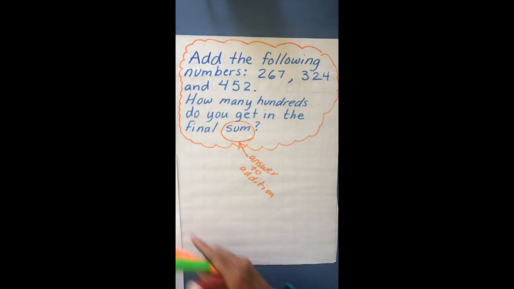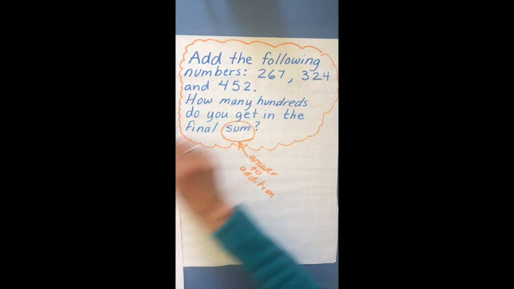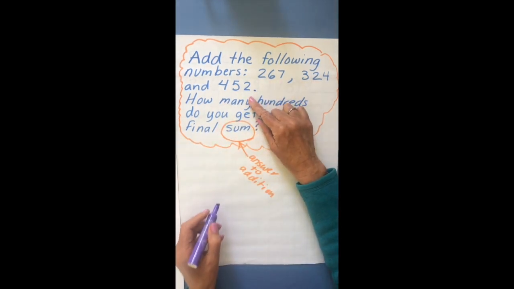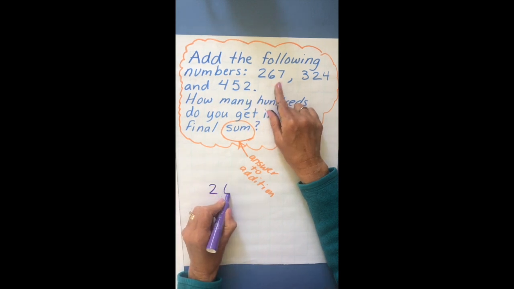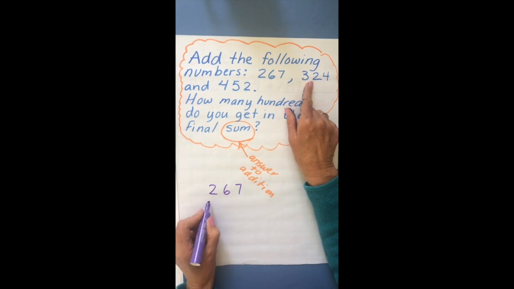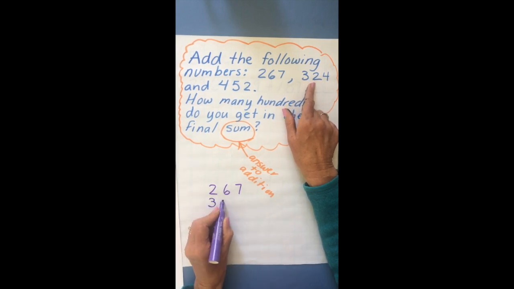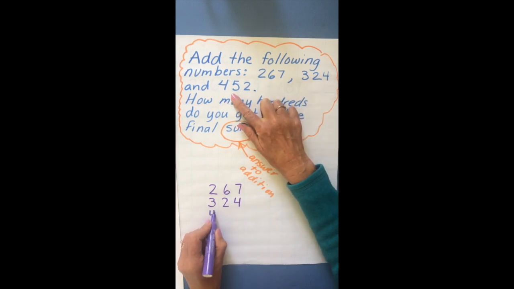Remember, we want to write these up and down. We want to write these all up and down. So I'm going to write 267. Then I'll write 324. And then 452. I'm going to add those.